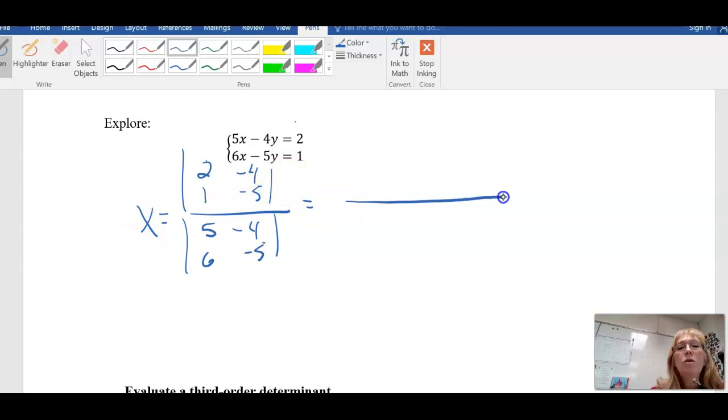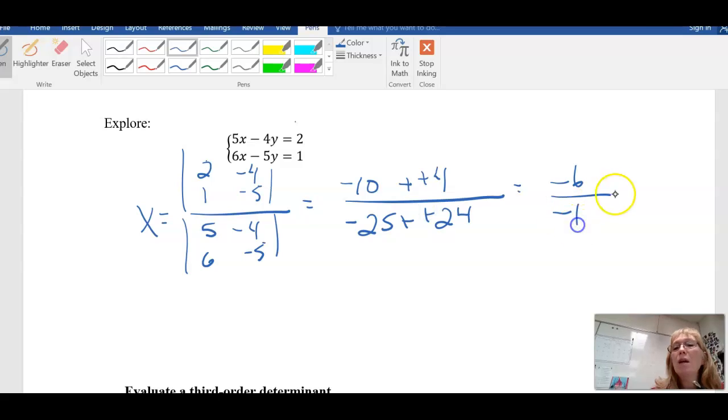Okay, now you actually do this multiplication. 2 times negative 5, negative 10, minus 1 times negative 4, negative 4. So we've got a negative 6 in the numerator. 5 times negative 5 is negative 25 minus 6 times negative 4, which is a negative 24, which gives me a negative 1, and your answer is 6. Okay, that was solving for X.